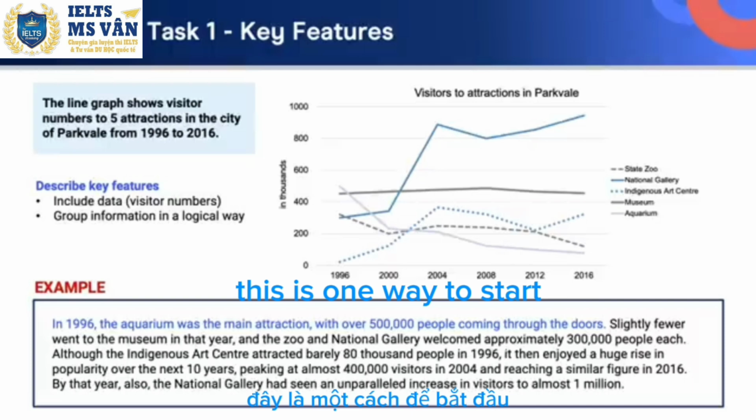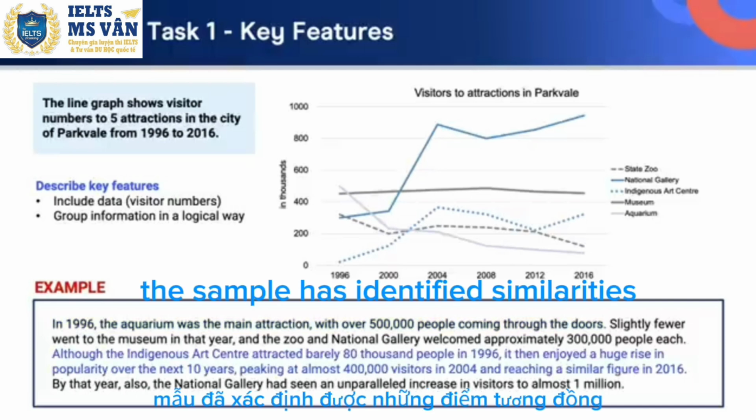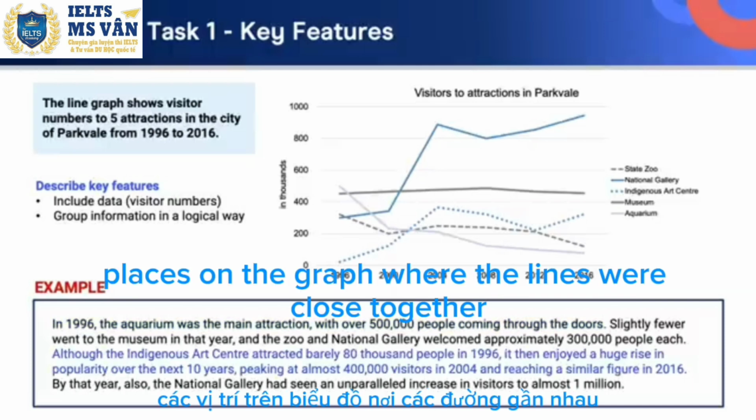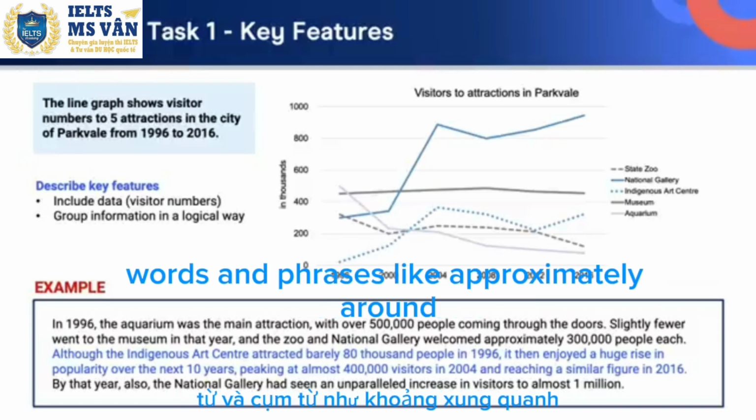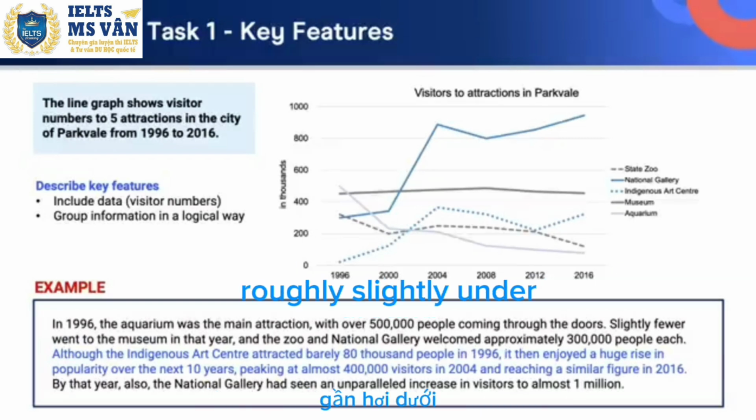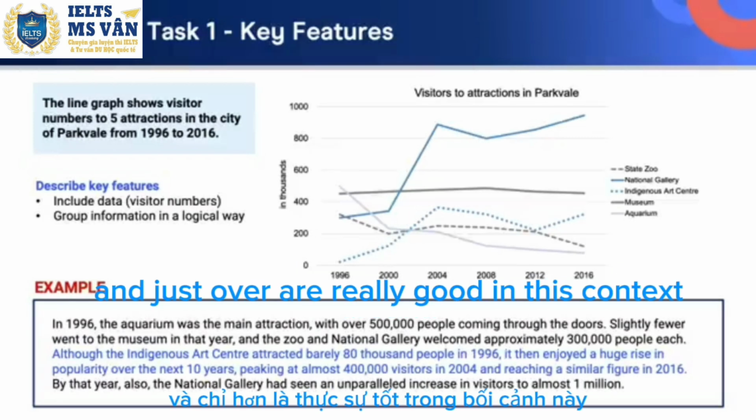This is one way to start. The sample has identified similarities, places on the graph where the lines were close together, and importantly, it has included numbers.